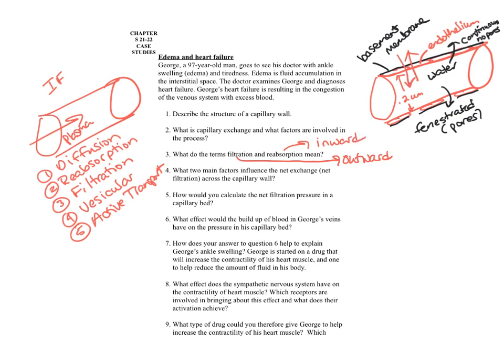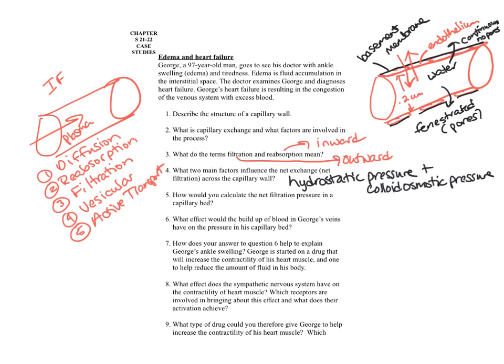Number 4, what two main factors influence the net exchange, meaning the net filtration across the capillary wall? Hydrostatic pressure and colloid osmotic pressure, which is due to the plasma proteins in the blood vessel, will both influence the movement of fluid across a capillary wall.